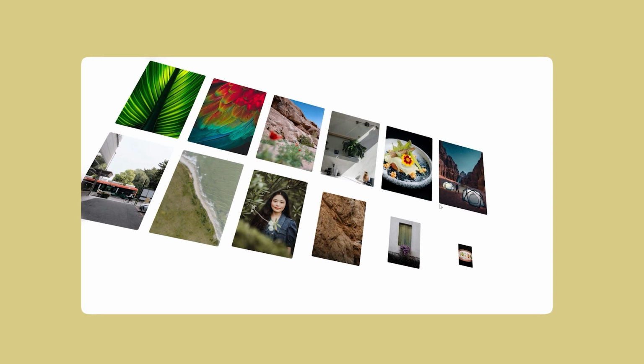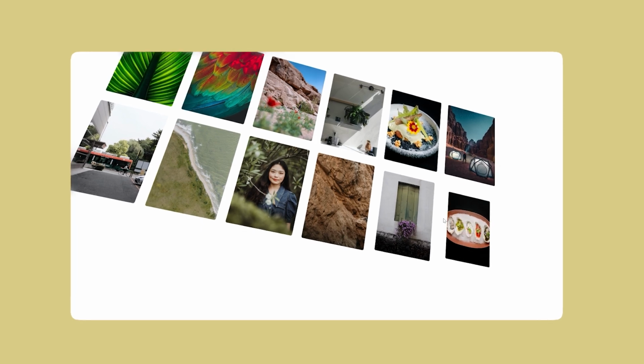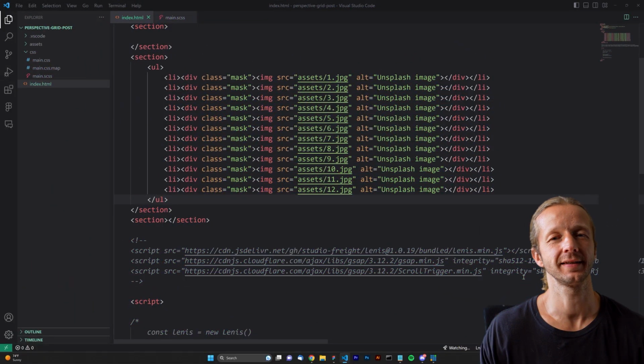I'm going to show you how to take an ordinary gallery like this and integrate perspective and scale-based animations that are tied to the scroll position with the help of JavaScript and GreenSock. So let's get started.